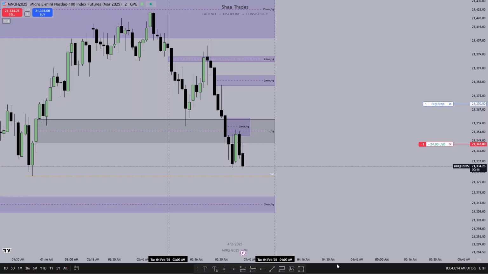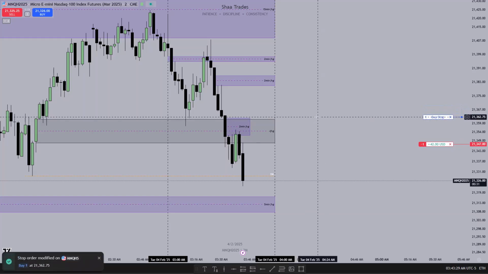Alright, so now price broke that low, so now we reduce our stop. Now I'm going to reduce my stop about here. Make sure, yep, so that's about right.